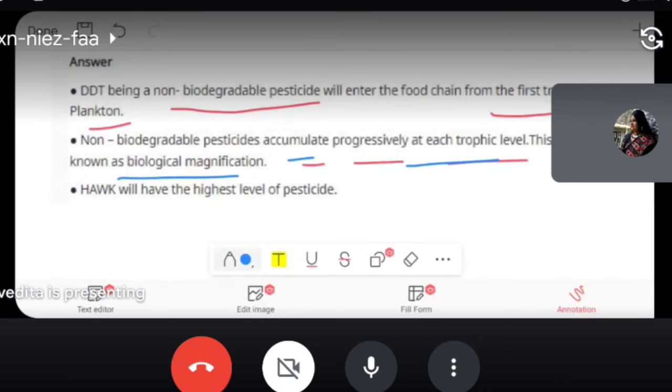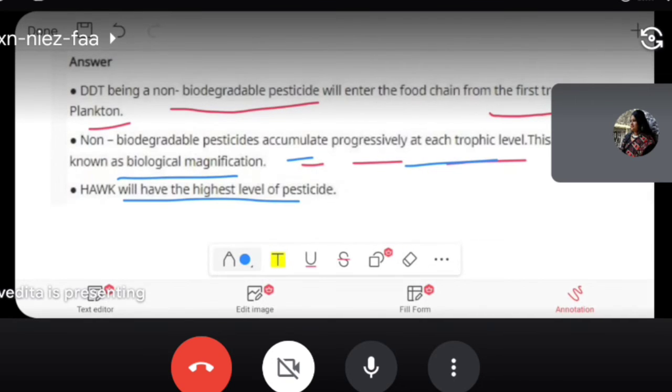That means all the levels will get whatever is coming inside the lower animals. Pesticides or any kind of things that come into the lower animals will go to the higher animals also, because they are in a food web. So the hawk will have the highest level of pesticide, because it is at the highest level of the food chain.